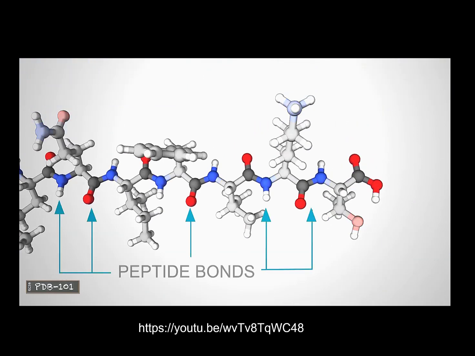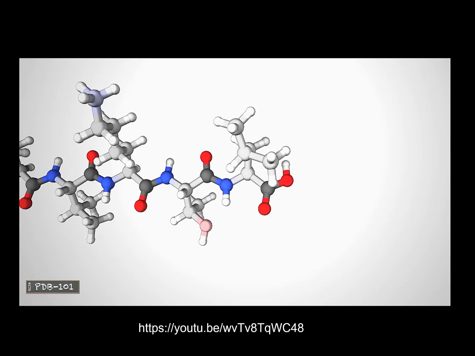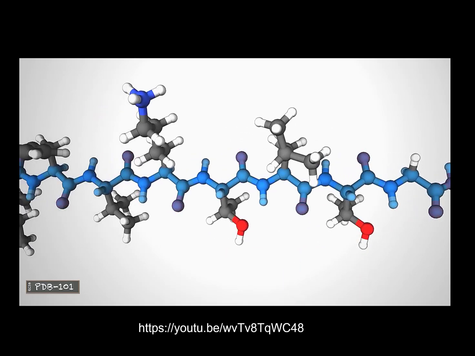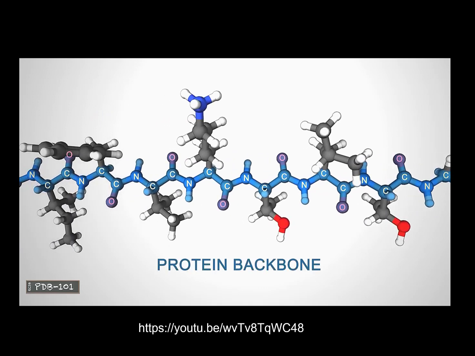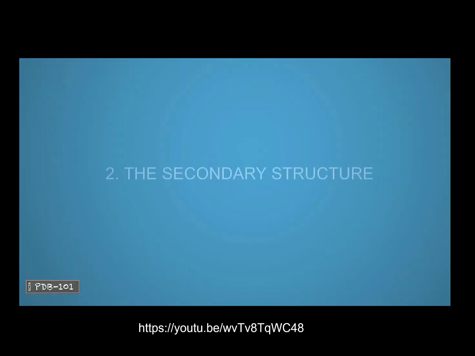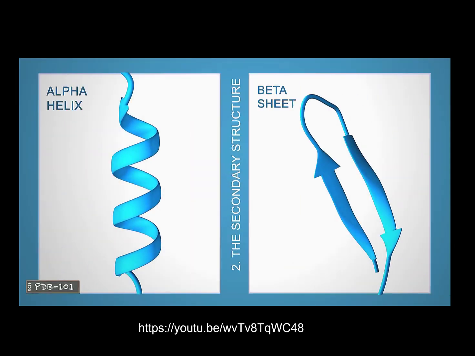...which link the amino group of one amino acid to the carboxyl group of another. A water molecule is released each time a peptide bond is formed. This linked series of carbon, nitrogen, and oxygen atoms is the protein backbone. Protein chains often fold into two types of secondary structures, alpha helices and beta sheets.